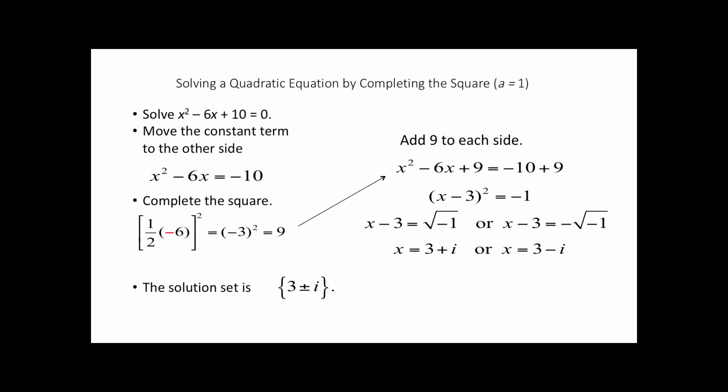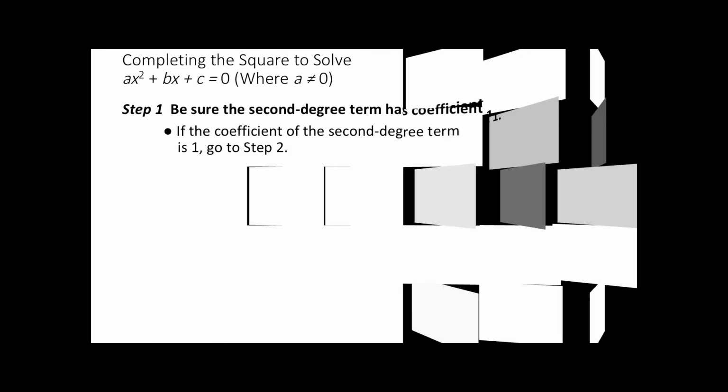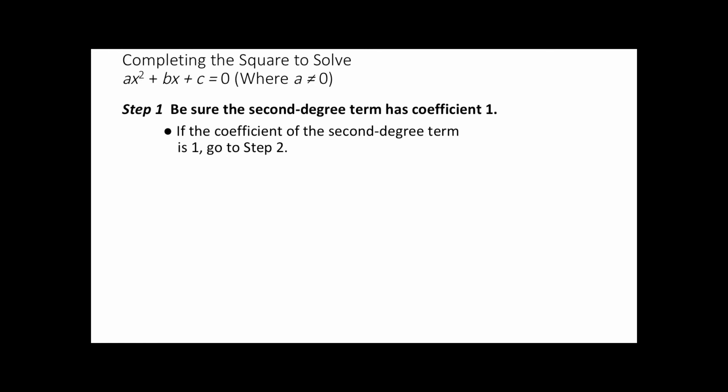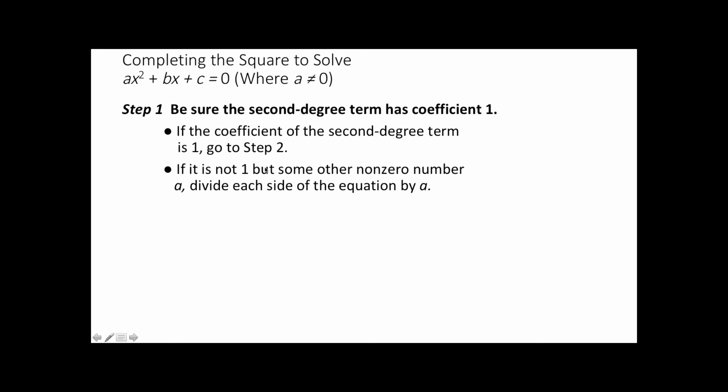So let's put it all together. In general, solving a quadratic equation by completing the square, we have to first be sure that the second degree term has a coefficient of 1. So our leading coefficient has to be 1, the a. If it's already 1, then go on to step 2. If it is not 1, but some other number, we're going to have to divide each side of the equation by that coefficient.